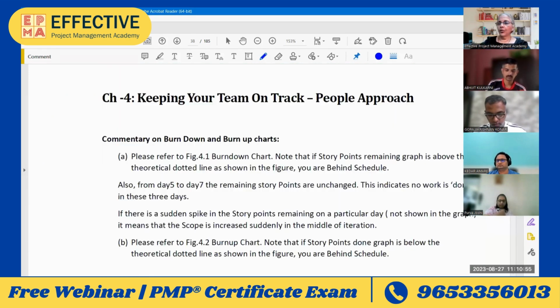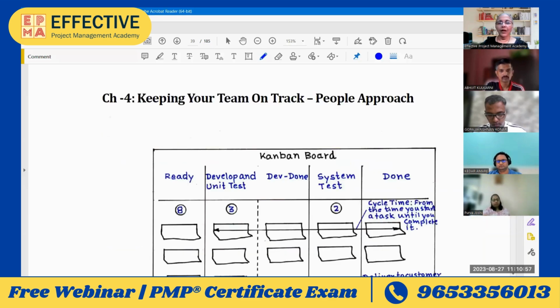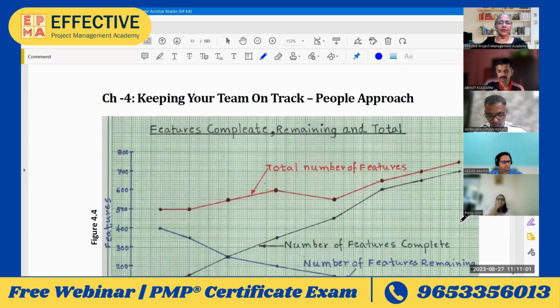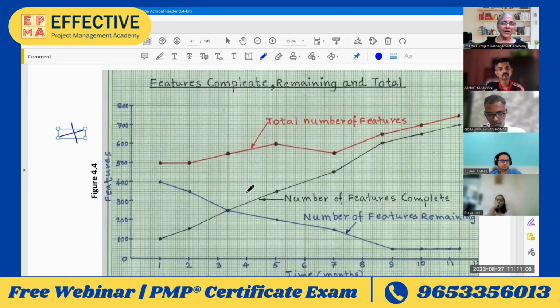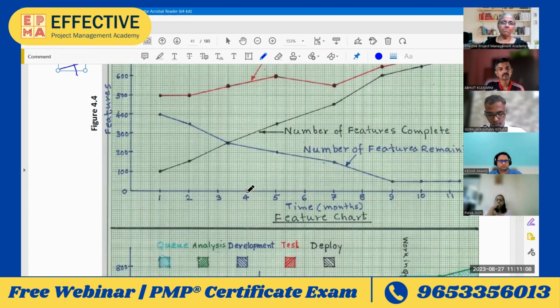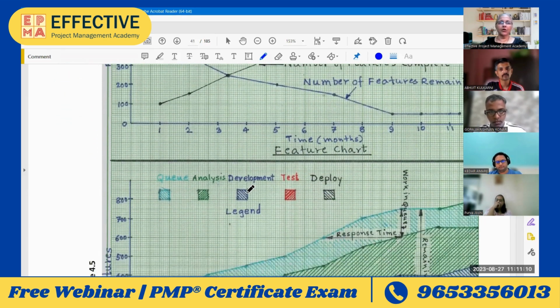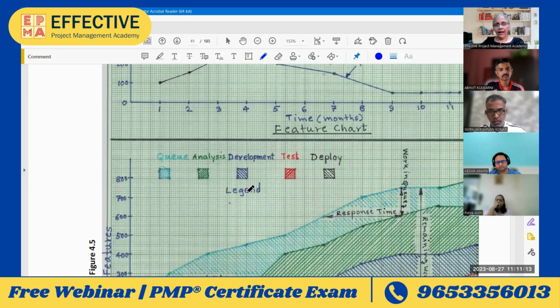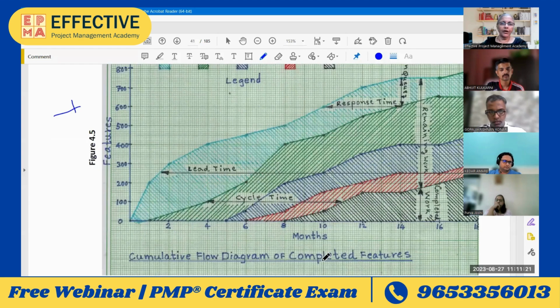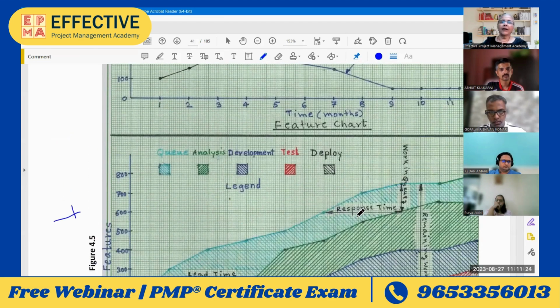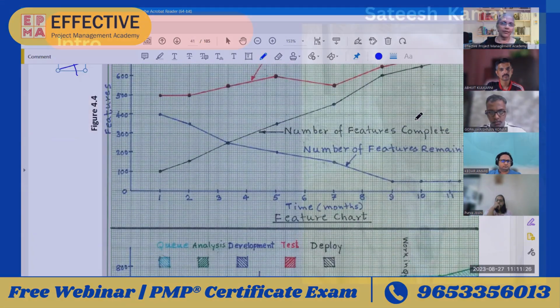Okay. So burn up and burn down. Now, before I come to Kanban, I just wanted to talk about something small, but this is not what we are going to discuss. It's not a part of the PMP examination. Those of you who have taken the PMI ACP examination or want to take it up, these are the charts for them. It's a cumulative flow diagram, more popularly known as CFD, and this is a feature chart.